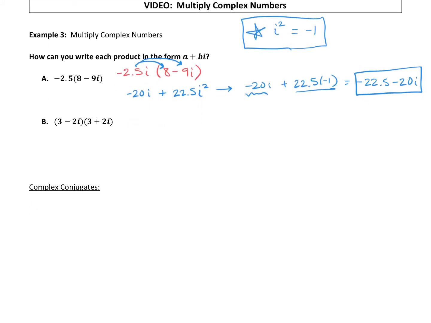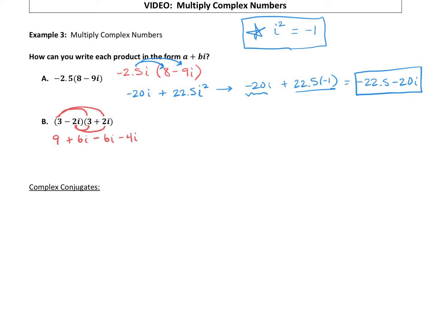All right, part B. We have a complex number times another complex number. Ultimately, it's a binomial times a binomial. And when we multiply this out, we're going to FOIL that. FOILing is just distributing. So we will start by multiplying the 3 times the 3. 3 times 3 is 9. Then we're going to multiply 3 times a positive 2i. That's a positive 6i. Now we're going to distribute the negative 2i. So negative 2i times 3 is a negative 6i. And then negative 2i times a positive 2i is a negative 4, i times i, is i squared.